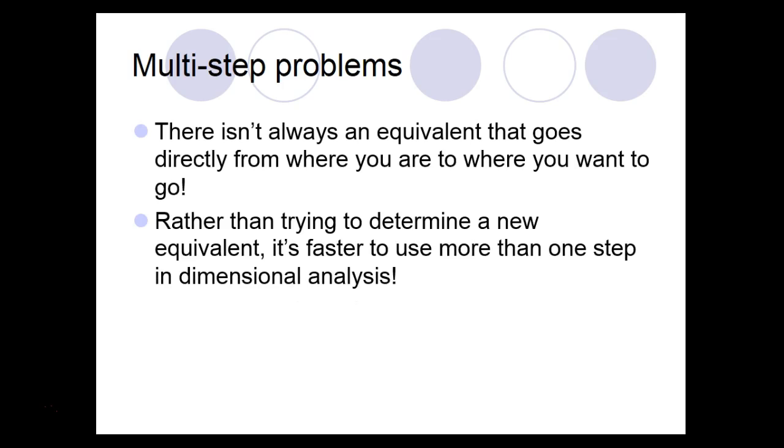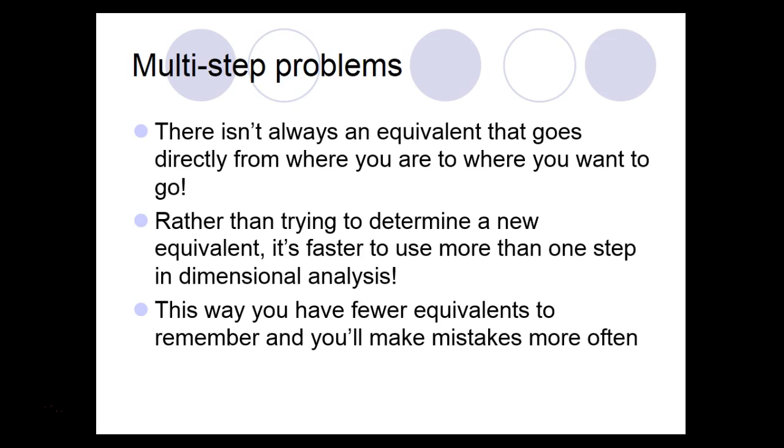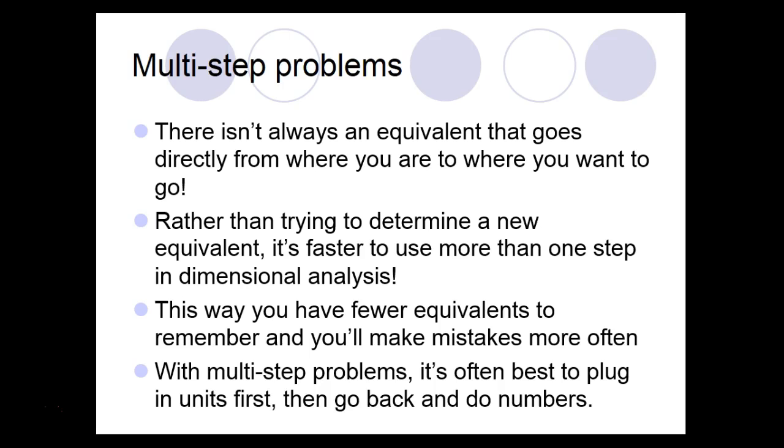The last thing we're going to talk about, well, second to last thing, is multi-step problems. So like I said, sometimes you'll have multiple branches, not just the 1 or 2. And this is why. There isn't always an equivalent that goes directly from where you are to where you want to go. Rather than trying to determine a new equivalent, it's faster to use more than one step in dimensional analysis. This way you have fewer equivalents to remember, and if you have more to remember, you'll make mistakes more often. It says, with multi-step problems, it's often best to plug in the units first, then go back and do the numbers.